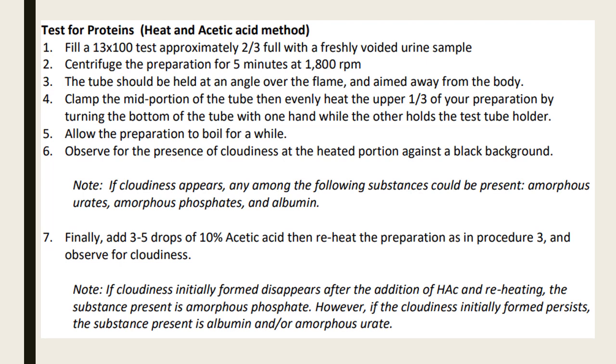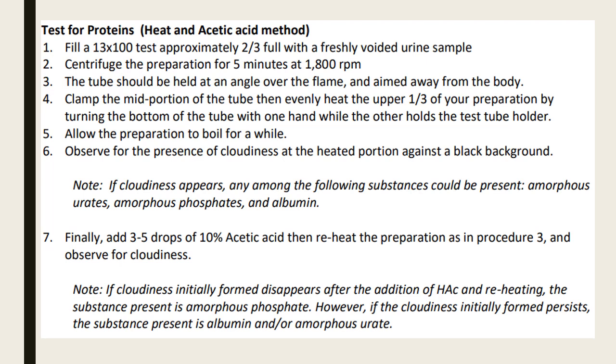The tube should be held at an angle over the flame and aimed away from the body. The heat and acetic acid test is also done in biochemistry. Clamp the mid portion of the tube, then evenly heat the upper one third of your preparation by turning the bottom of the tube with one hand while the other holds the test tube holder. Then allow the preparation to boil.